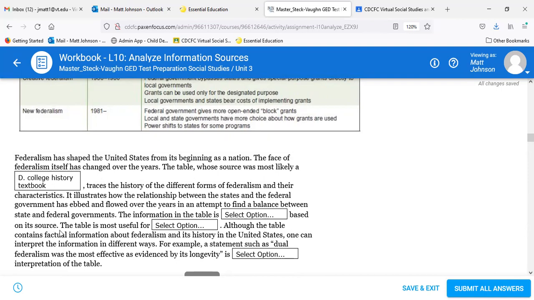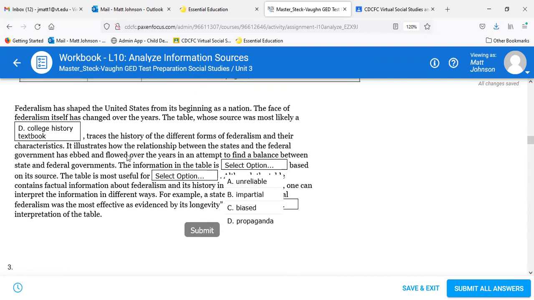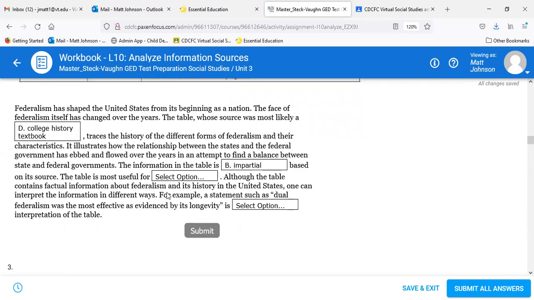So it illustrates how the relationship between the states and the federal government has ebbed and flowed over the years in an attempt to find a balance between state and federal governments. The information in the table is unreliable, impartial, biased, or propaganda? Impartial, most likely, right? We could probably rely on this information that it lines up with those ideas. So impartial, based on its source.